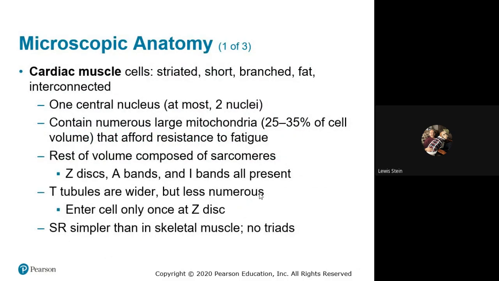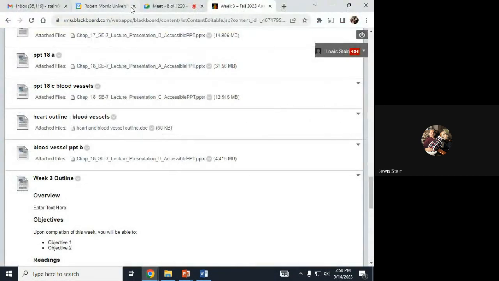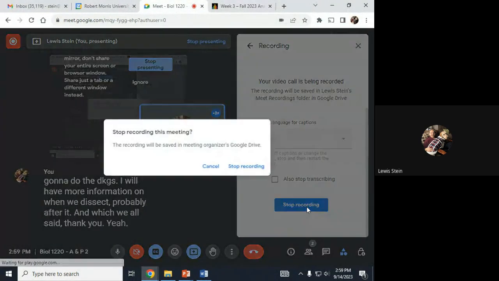I think we'll leave it there. All right. That's what I wanted to do. We'll get more into that. I'll bring in the technology, I think, next time, so we can look at the EKGs. I will have more information on when we dissect, probably after it. And we should be all set. Thank you. Even I'm tired of listening.